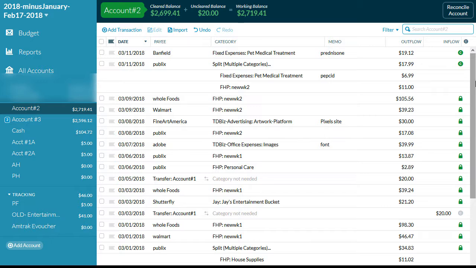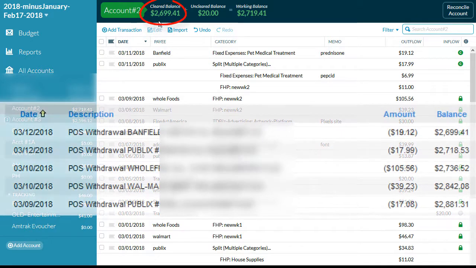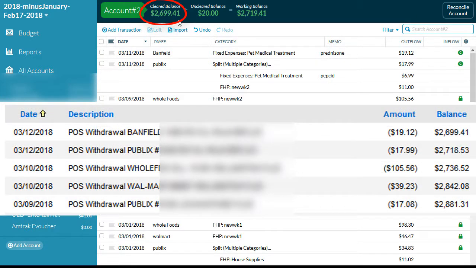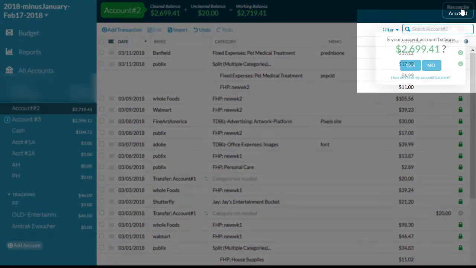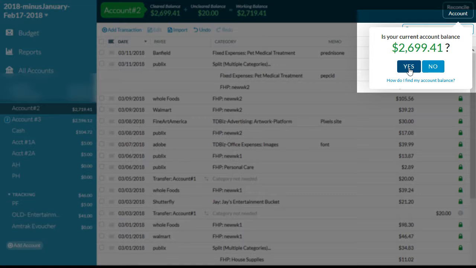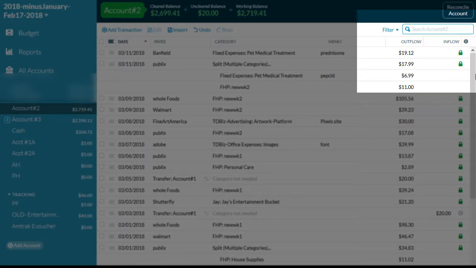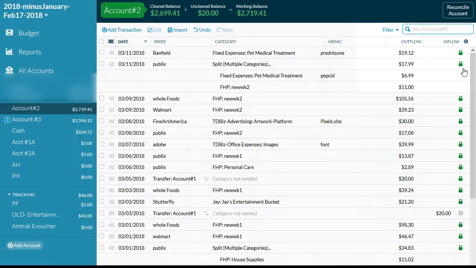So how do I reconcile? It's so simple in YNAB. 269941, the bank account says I have 269941. I click reconcile account. Yes, this is the amount that is correct. And that's it. Now, the green C's turned into locks.